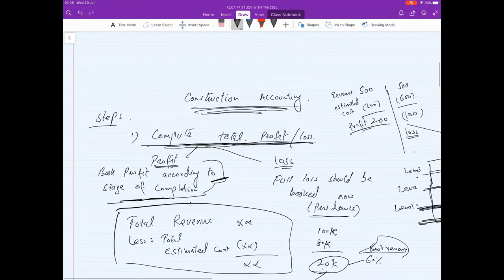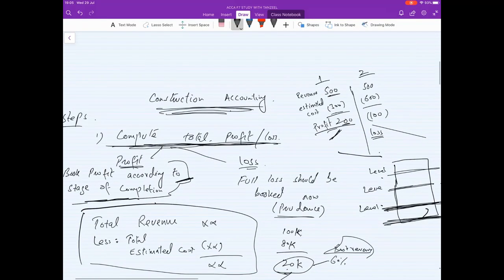So for example, project 1 and project 2. In project 1 you are expecting a revenue of 500, and the estimated cost is 300, meaning the profit is 200. Then you need to book this as per the stage of completion. But if you got a loss, say the fixed price is 500 and the estimated cost is 600, it means you're going to get a loss of 100. So do not wait for the stage, just book the whole loss in profit and loss.